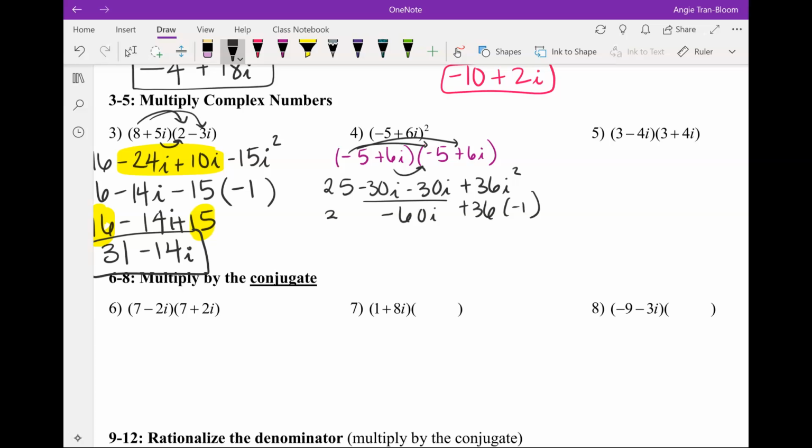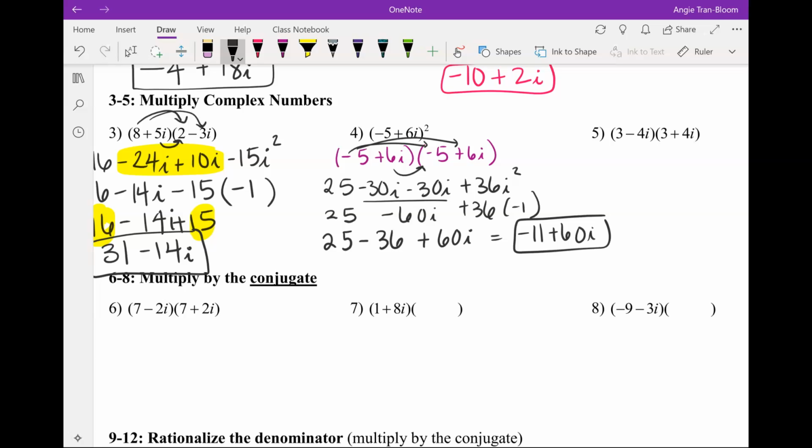Then I'm going to drop the 25 down. I'm about to combine that with a negative 36, right? So I'm going to move the negative 36 here. Negative 25 minus 36. All right, 25 minus 36 is what, class? What do we get? Negative 11 plus 60i, and now that's a better answer than just negative 11.